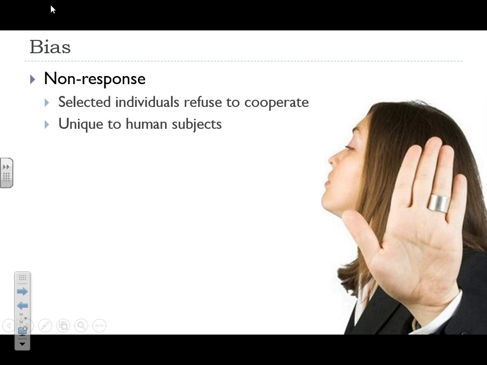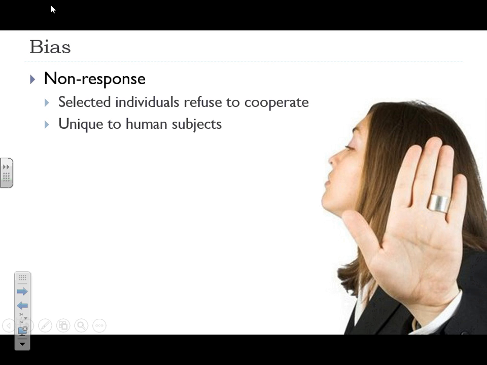But human subjects are the only ones that can contribute to this type of bias. Now, one thing to note here, when we talk about non-response bias, we're not saying that, okay, I had a sample of 50 people, I went out, and 48 of them answered. So 2 of them said, I don't want any part of this, leave me out of it. That's not non-response bias. Okay?